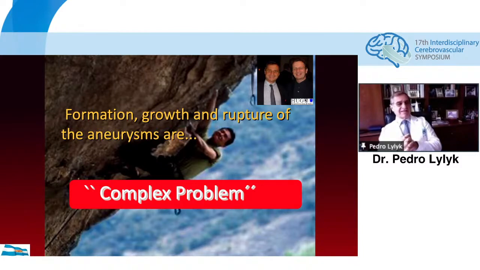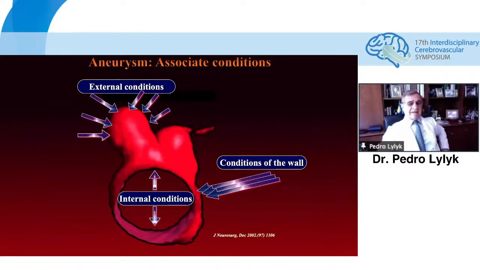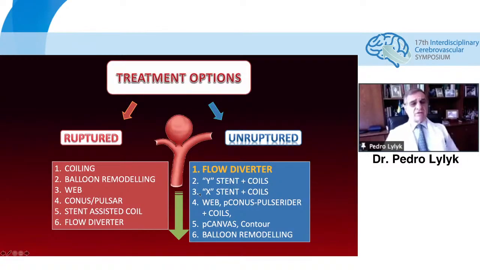We have to understand that, as we realized at the AC meeting, the formation, the growth, and especially the rupture of the aneurysm is a very complex problem. It's not easy to understand. There are internal conditions that are very important for us as neurointerventionalists, and there are external conditions that are very important also for our neurosurgical colleagues. And of course, there are different aneurysms. There is a ruptured aneurysm that will fit with some of the devices, and you will need to have also different ones, and we have to decide if we are going to treat or not a ruptured aneurysm.